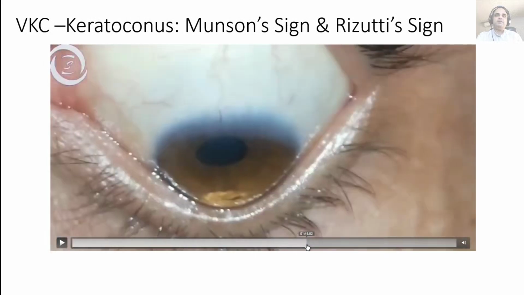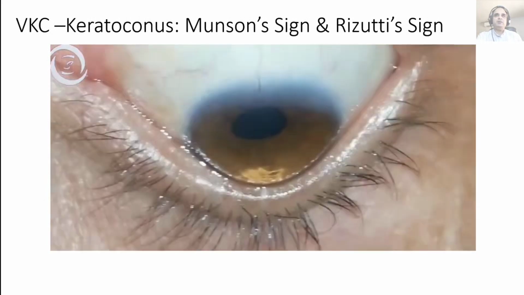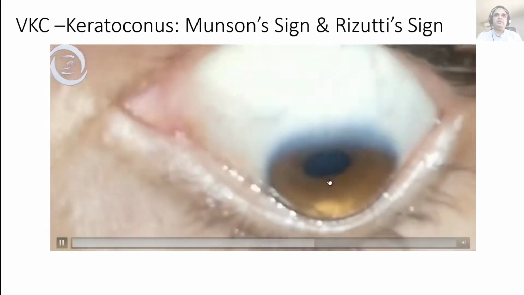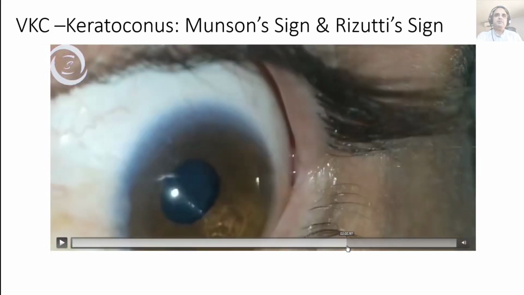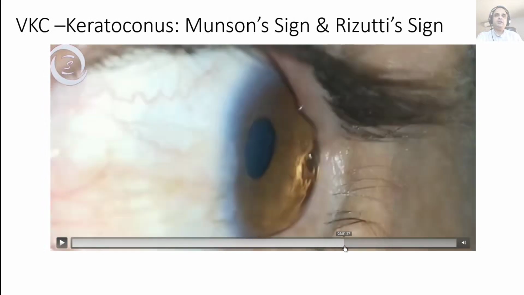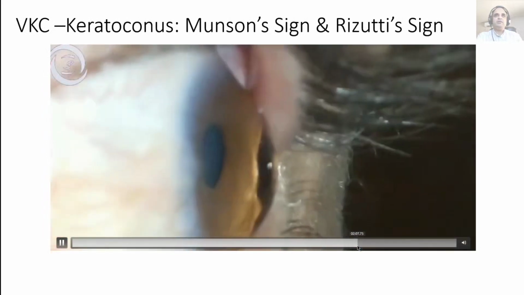Let's forward this. This is the other eye. You are seeing the same. That's a bird in my window. I'll deal with it in a bit. This is again the Munson sign. And this is the reflex from the Rizzuti sign, that cross section of the arrowhead.